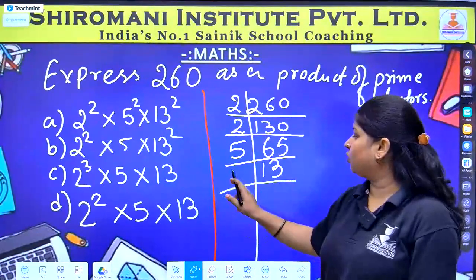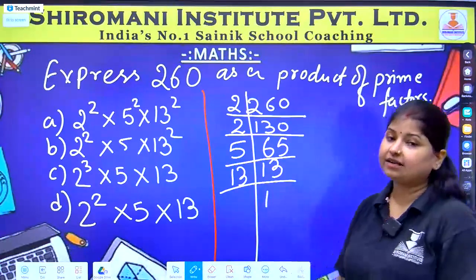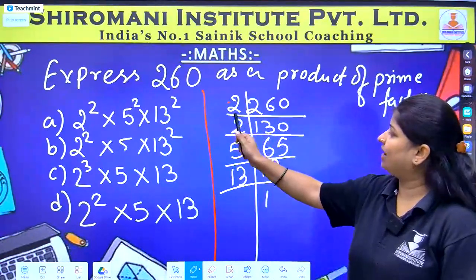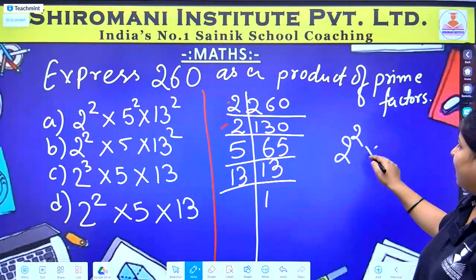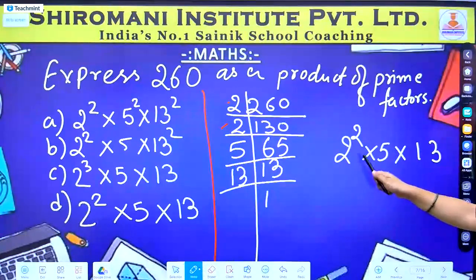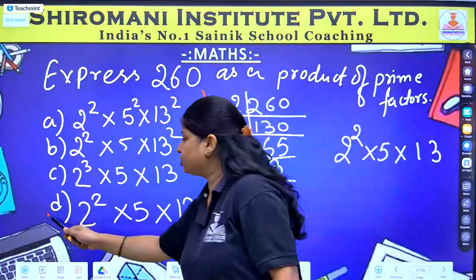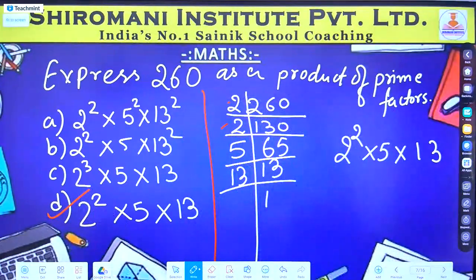It is divisible only by 13. So you got 1. Your prime factors are 2, you have 2 times. That is why 2 ki power 2. 5 only 1 time and 13 also only 1 time. So 2 ki power 2 into 5 into 13. That is option B. Any doubts here?